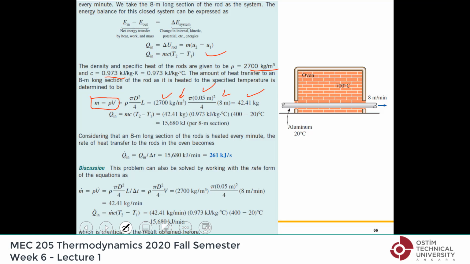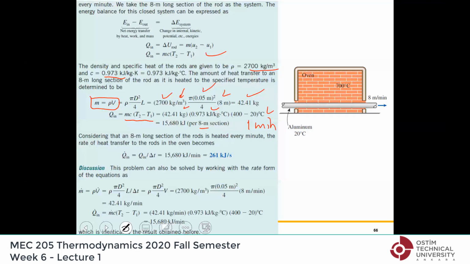And if you plug the values into this relation, the mass, specific heat, delta T, you end up with 15,680 kilojoules. This is for the 8-meter section, which means during 1 minute, because in 1 minute, the 8-meter section is heated from 20 to 400.